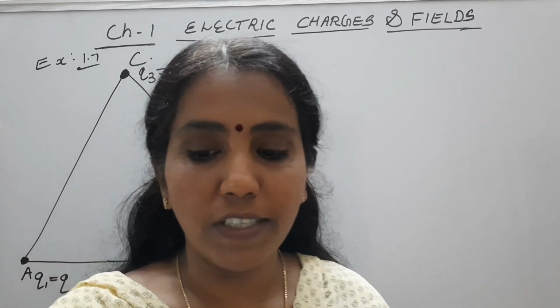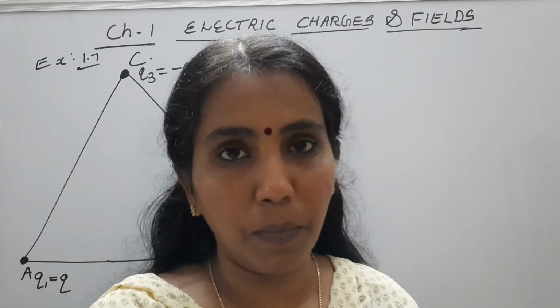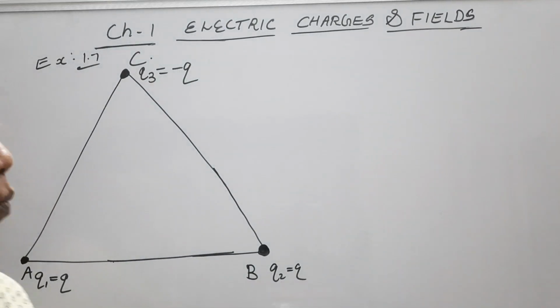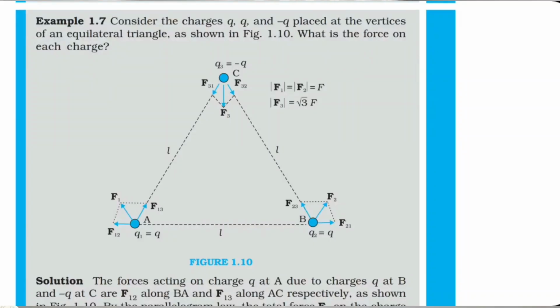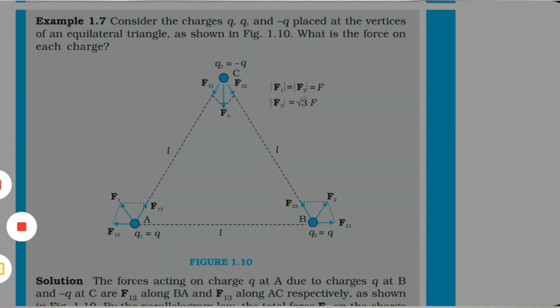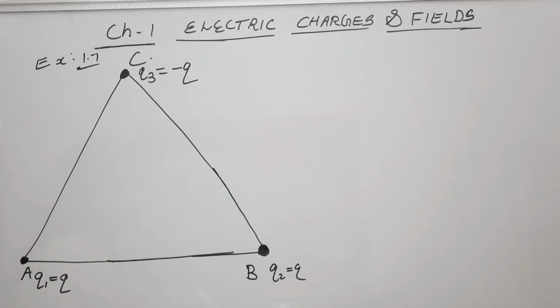Okay, so first let's discuss that example question, that is example 1-7. Let's go through the question first. Consider the three charges Q, Q and minus Q placed at the vertices of an equilateral triangle as shown in figure. What is the force on each charge? We are asked to find the force on each charge.